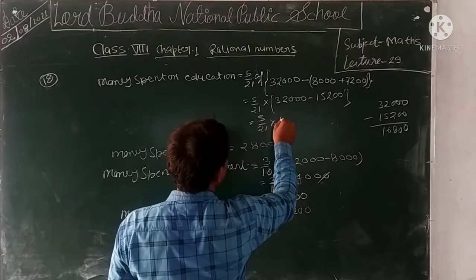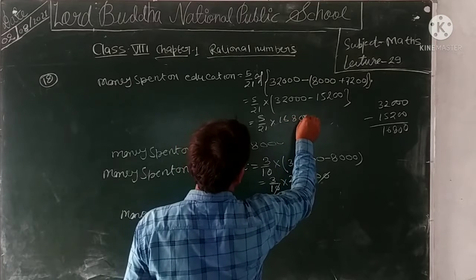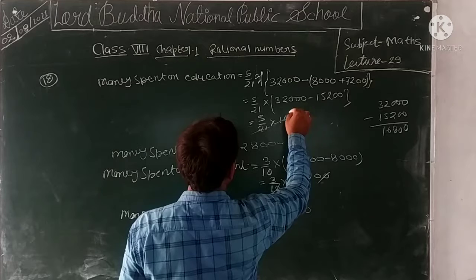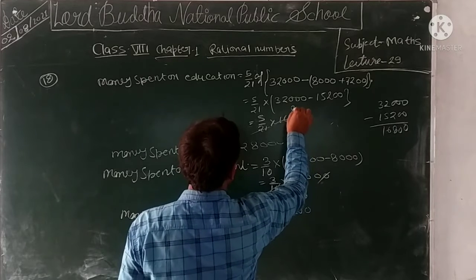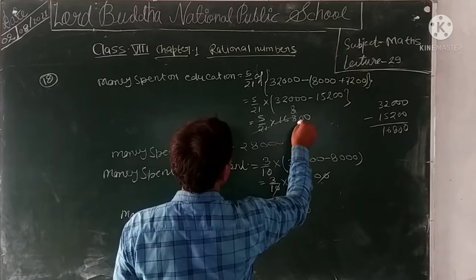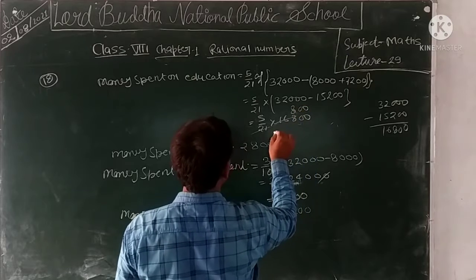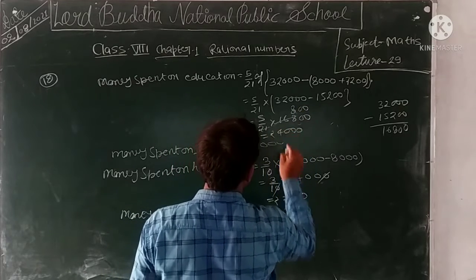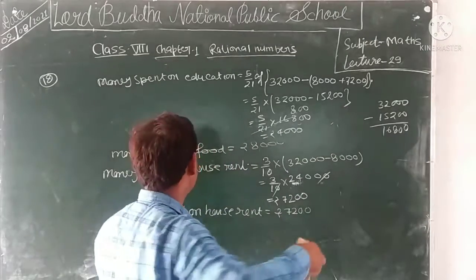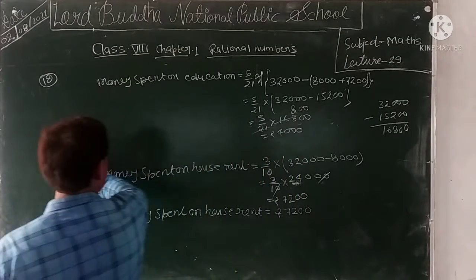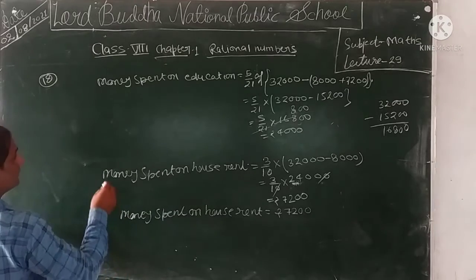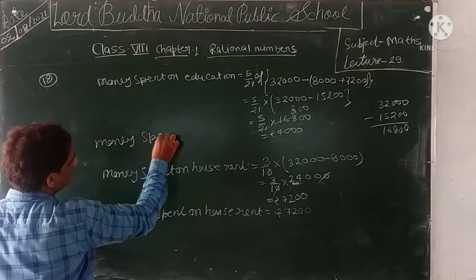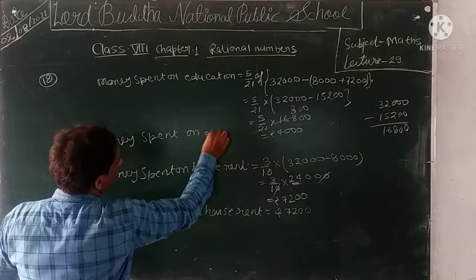So 5/21 into 16,800. 21 into 168 is 8. 8 1s are 8, into 16 means 800. 8 5s are 40, means 4000. So money spent on education.